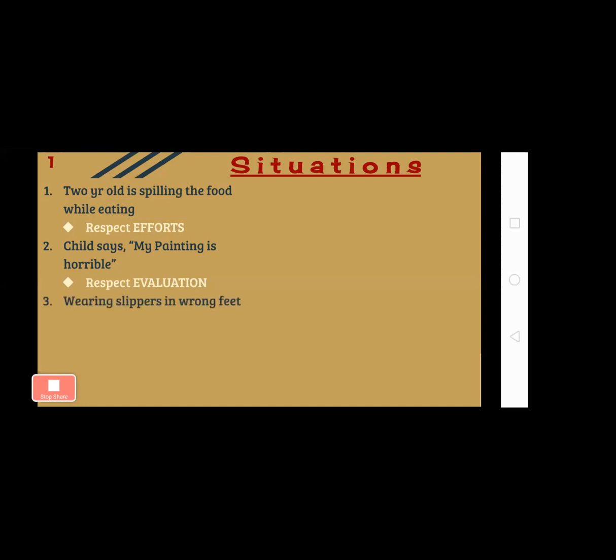Let's take another situation. The child is wearing slippers on the wrong feet, meaning right in the left and the left in the right. What would be your response? Yeah, Ritu would like to correct him. Bhavika would also like to correct him.